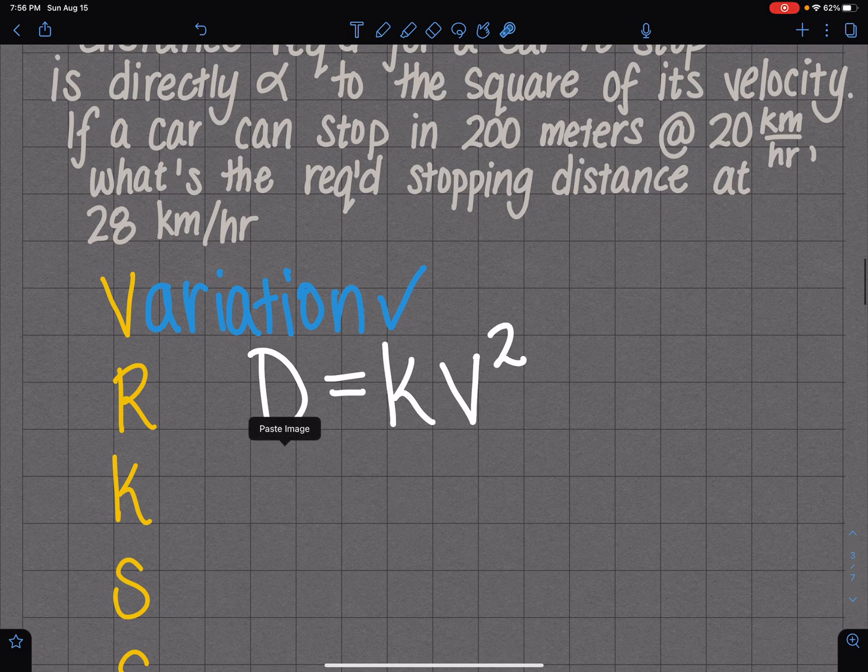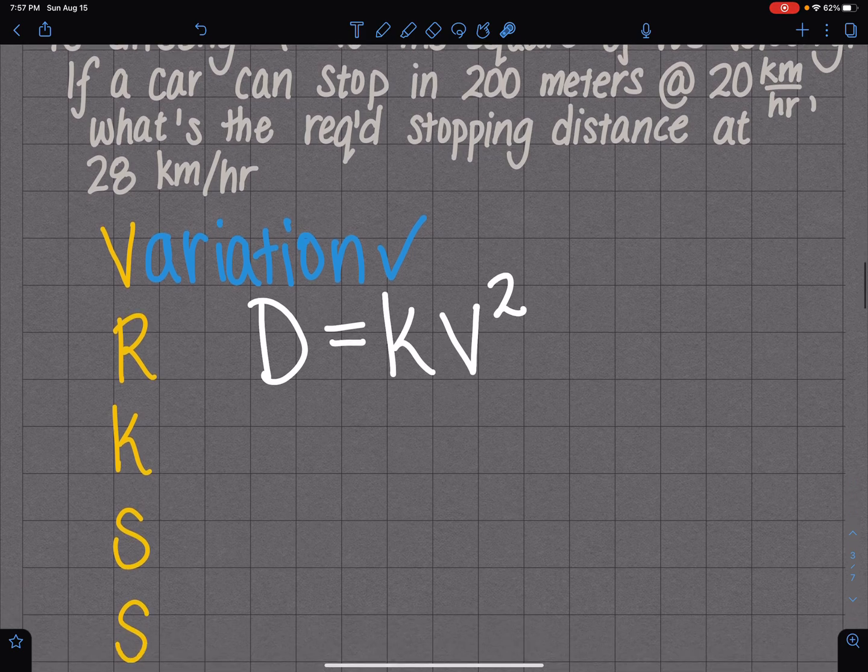Instead of D, you're going to write the number 200. You're just going to keep the K. And then you're going to plug in for velocity 20, because it's 20 kilometers per hour. And then you're going to solve for K. And if you look in your book on page 493, this is what they did. And for K, they got the number 0.5.